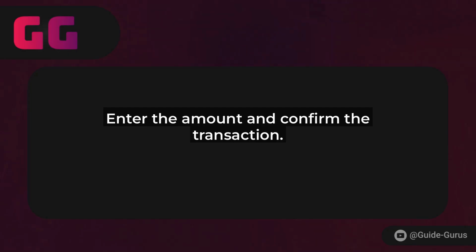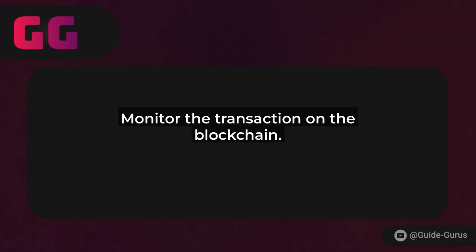Finally, keep an eye on your MetaMask wallet. You should see the USDT appear once the transfer is complete. If it doesn't show up right away, check the transaction status on a blockchain explorer like Etherscan. And there you have it. That's how you withdraw USDT from Gemini to MetaMask in 2025.